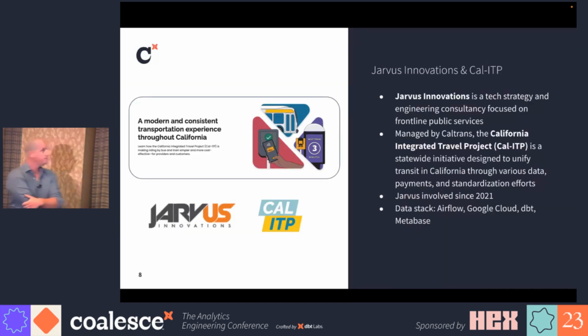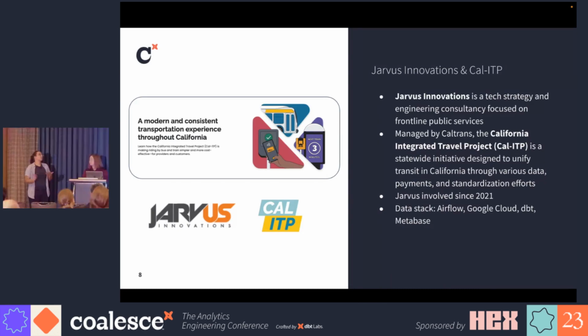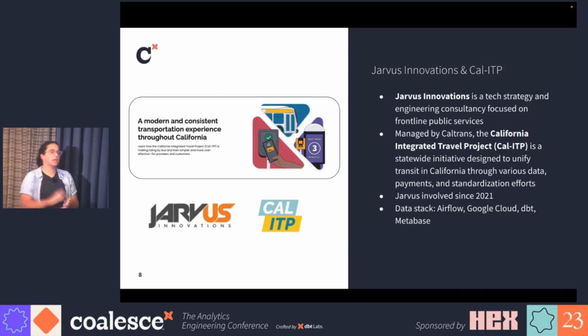And I am going to be talking today about the CalITP, California Integrated Travel Project, but I am a consultant with Jarvus Innovations, so we are a private consultancy working with public sector clients, and the case study today is CalITP, which is a project managed by Caltrans, the California Department of Transportation, and that initiative is focused on improving public transit and public transit data quality in the state of California. And our data stack is mostly Airflow, GCP, DBT, and Metabase for BI.